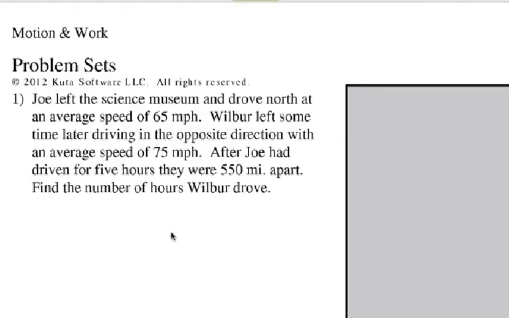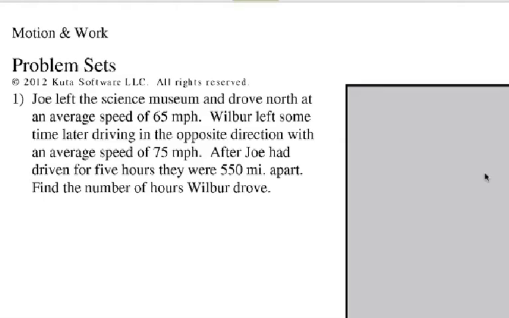Number one: Joe left the Science Museum and drove north at an average speed of 65 miles per hour. Wilbur left sometime later driving in the opposite direction with an average speed of 75 miles per hour. After Joe had driven for 5 hours, they were 550 miles apart. Find the number of hours Wilbur drove.